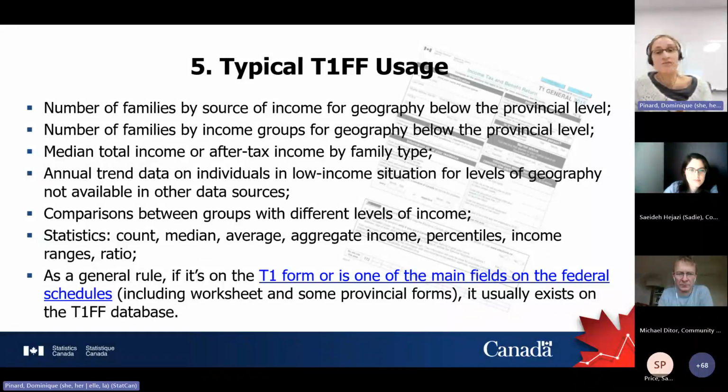So things like the number of families by sources of income or the median income of families, the annual trends on data on individuals in low income situations, comparison between different groups of income. But as a general rule, if it's not released on the web, it might still be available on the TIF. You would need to contact some of the representatives from Statistics Canada. As a general rule, if it's on the T1 form or one of the main federal schedules, then it's likely that it's available on TIF or there's something we can do.